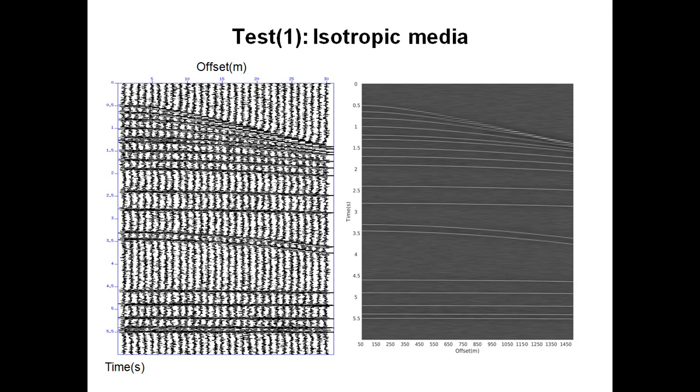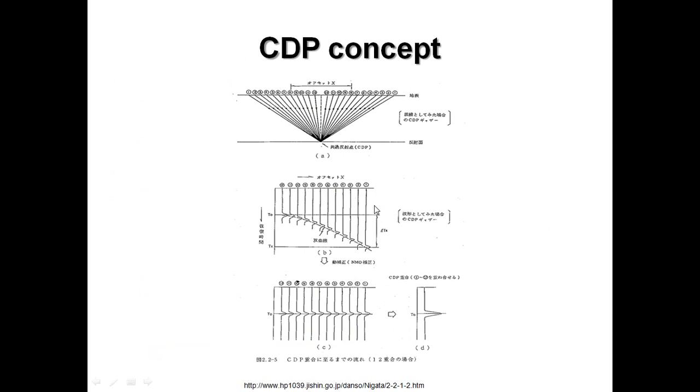The first one is the test on isotropic media. On the left side we can see the main CDP, how it looks, and on the right side we can see the same CDP but in grayscale. We have the time and the offset. Here is just an explanation of what CDP means, but I will assume that most people watching this video know what CDP means: common depth point, which is this one.